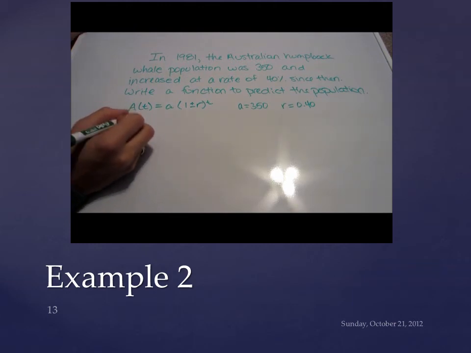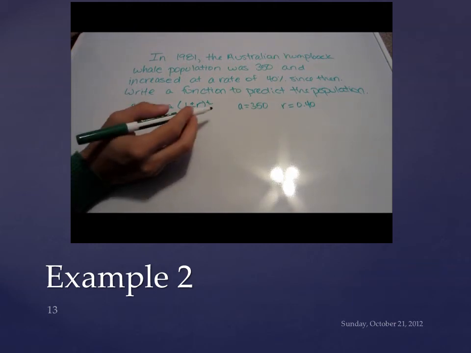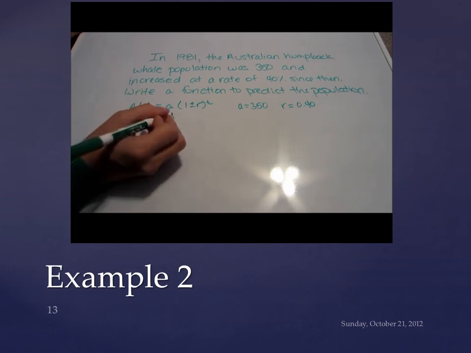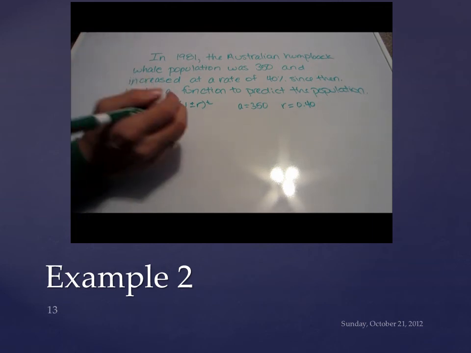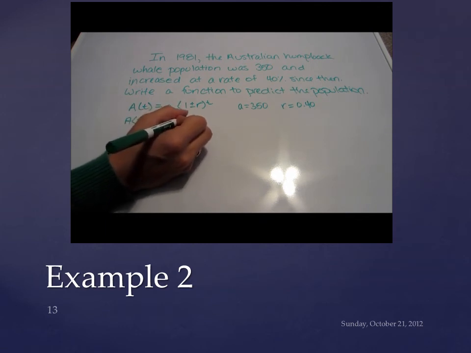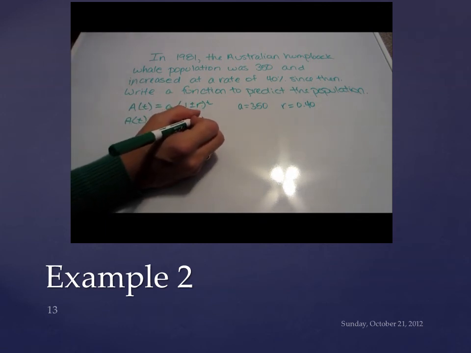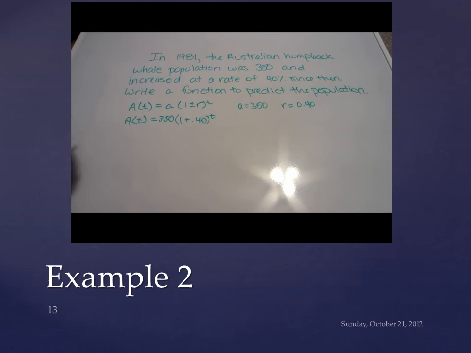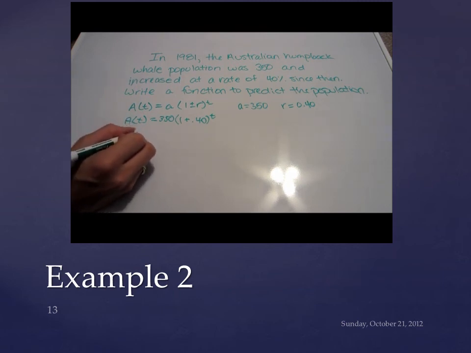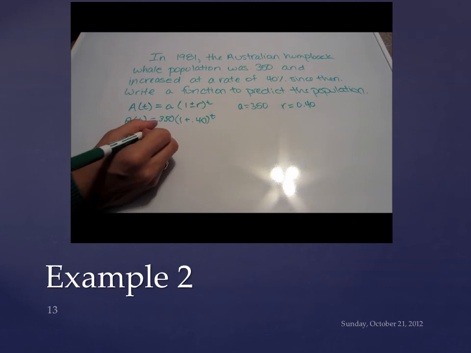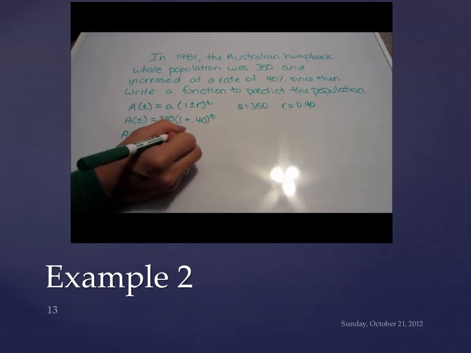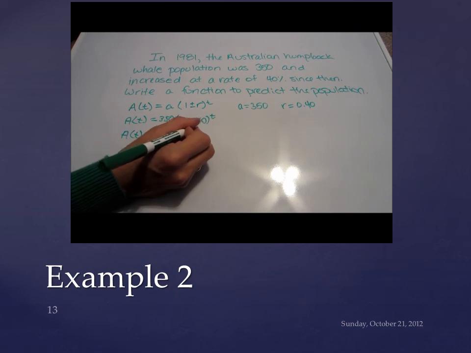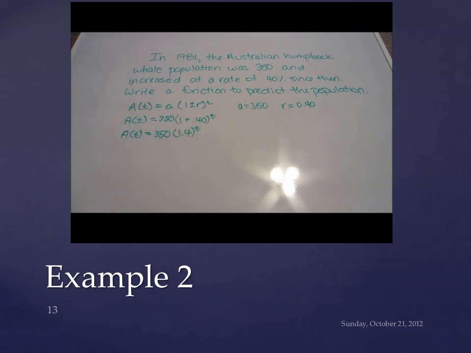We have A of t is equal to A, which is 350, times 1 plus or minus r. So in this case, it's going to be plus because we're increasing at the rate. So 1 plus 0.40 to the t. Simplifying, we get A of t equals 350 times 1.4 to the t. And that's our function to predict the population of the Australian humpback whales at any time t.